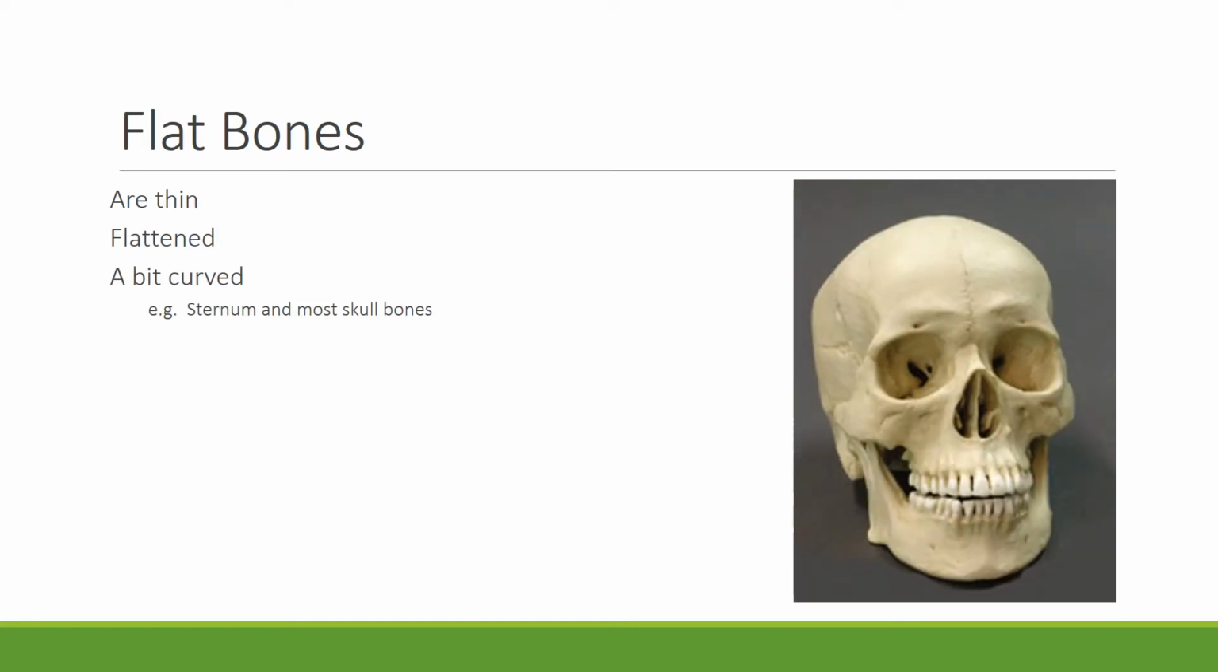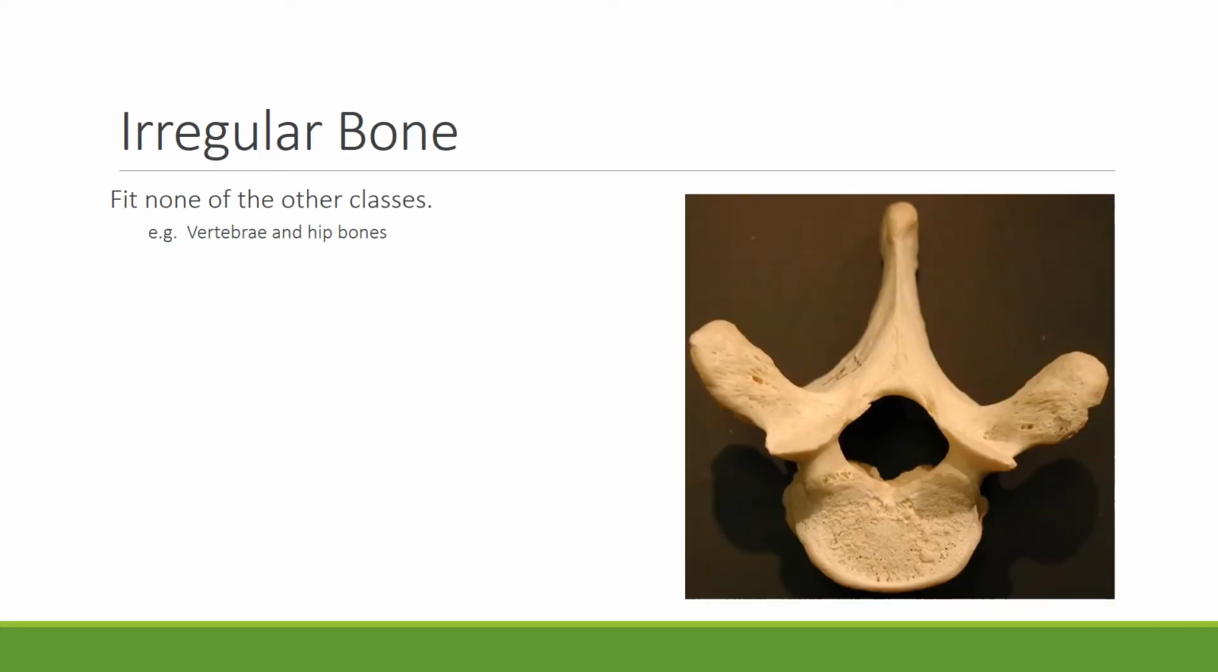Flat bones are bones whose principal function is either extensive protection or the provision of a broad surface for muscular attachment. They're usually very thin, flattened, and have a bit of a curve to them. Examples are the sternum and most of the skull bones. Irregular bones fit in none of the other categories, and they serve various purposes in the body, such as protection of the nervous tissue. This would be the vertebrae, and the protection is of the spinal cord. Another example besides vertebrae are the hip bones.